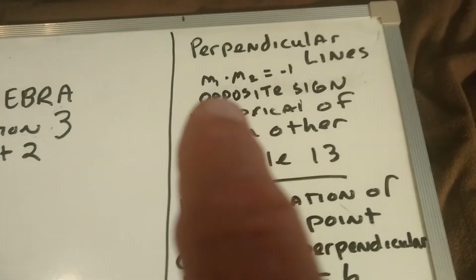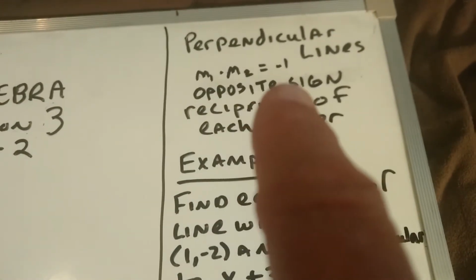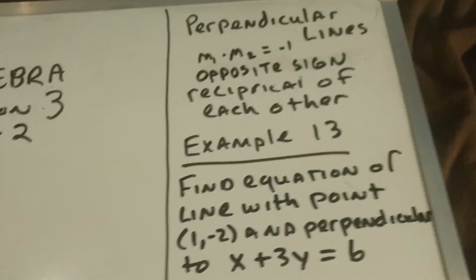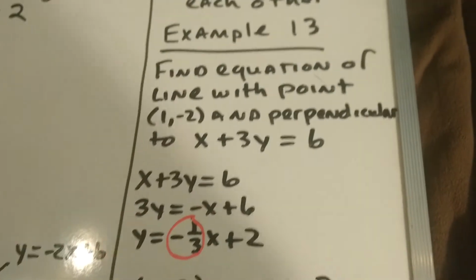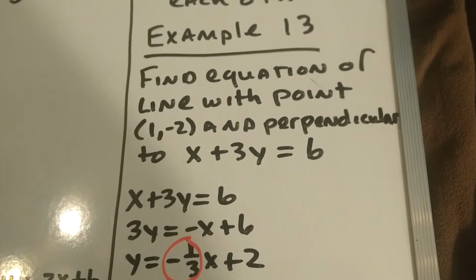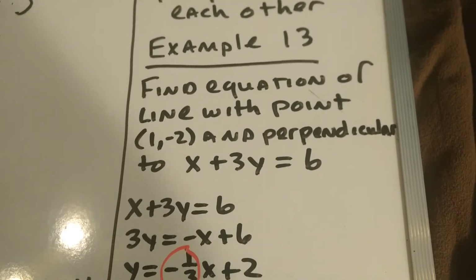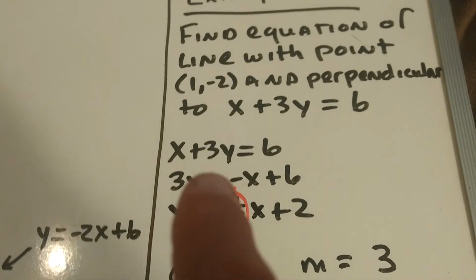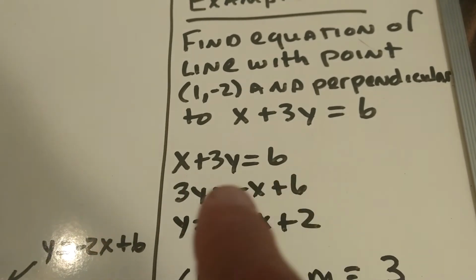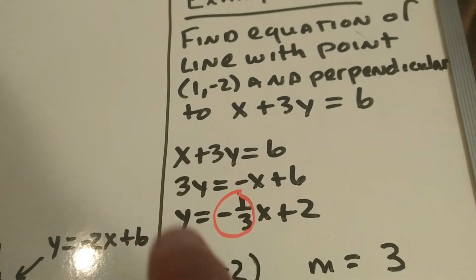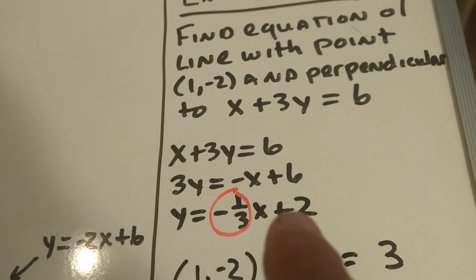So you can look at it either way. Remember, when you multiply slopes of perpendicular lines, you will get negative 1, or they are opposite sign reciprocals of each other. Here's example 13. It says find an equation of a line with point 1, negative 2 and perpendicular to x plus 3y equals 6. I'm going to go through the same process. I'm going to take x plus 3y equals 6, subtract the x over, divide by 3. Now I have the equation y equals negative 1/3 x plus 2.